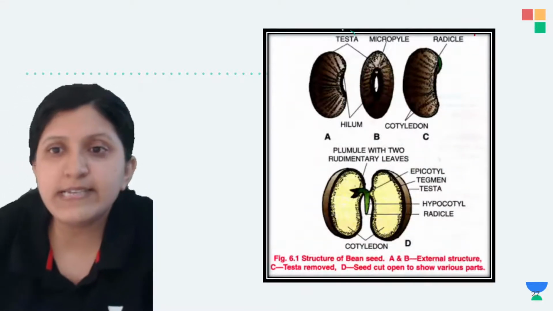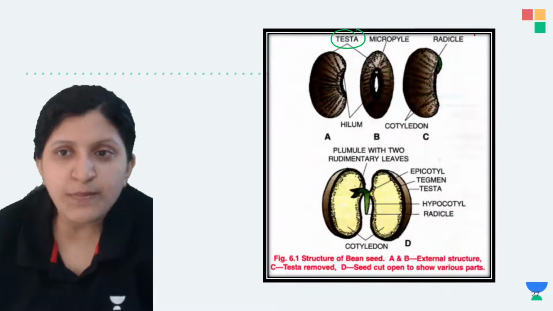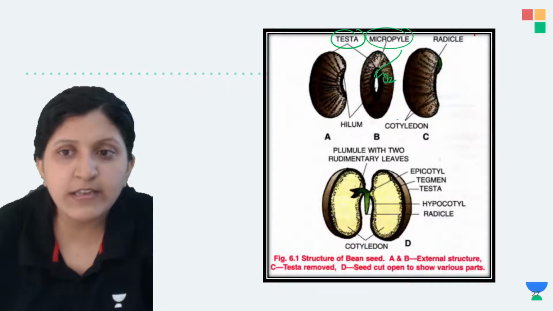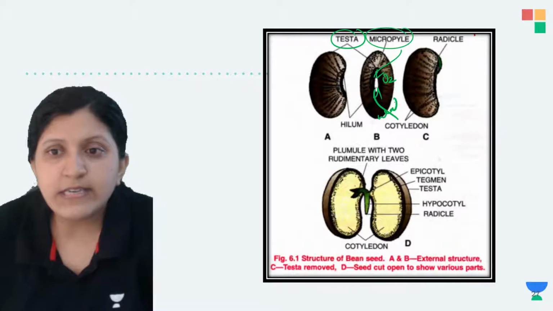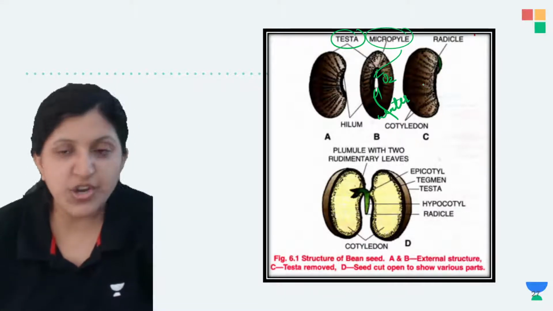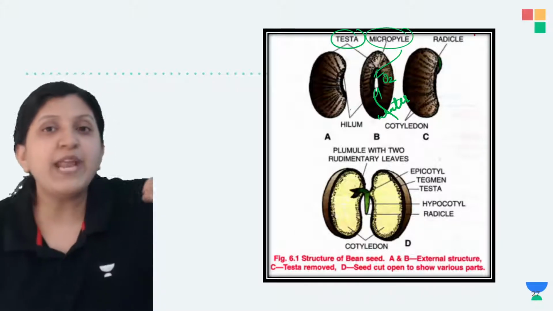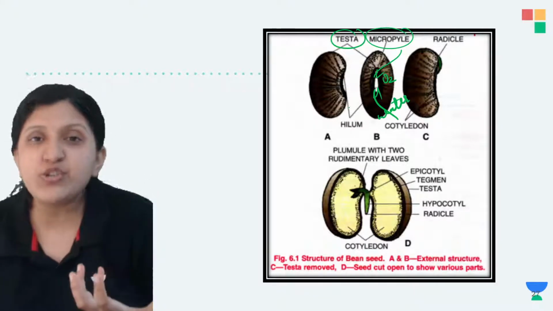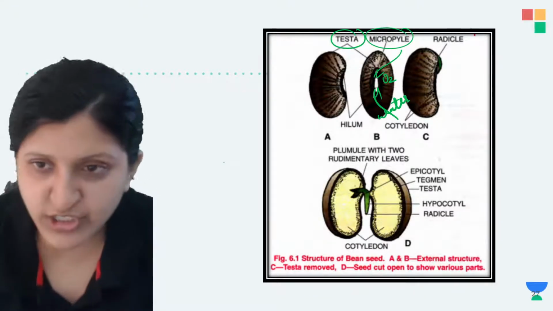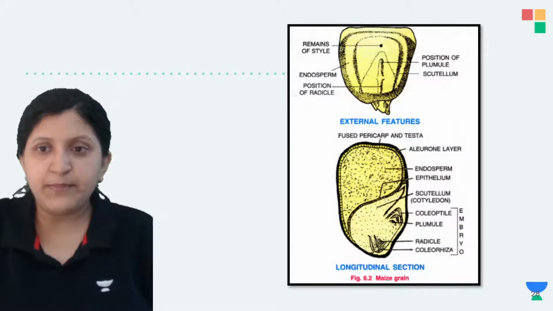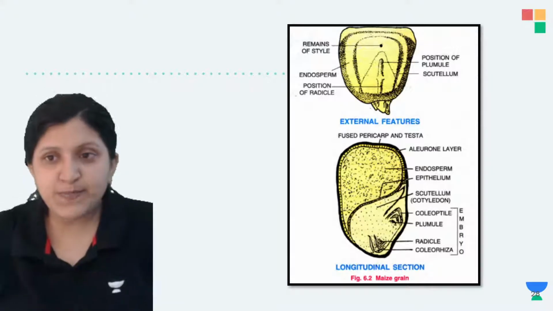So here it is a testa, then there is the micropyle, where the oxygen can be taken in, the water can be taken in, so that is for the germination process. So this one is hilum, just a junction where you can see the ovule and the stalk of the ovule are attached, okay. Now this is the open structure which I had added in the very beginning. So this I'll explain to you.